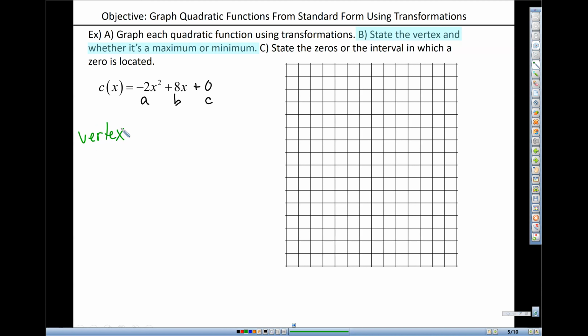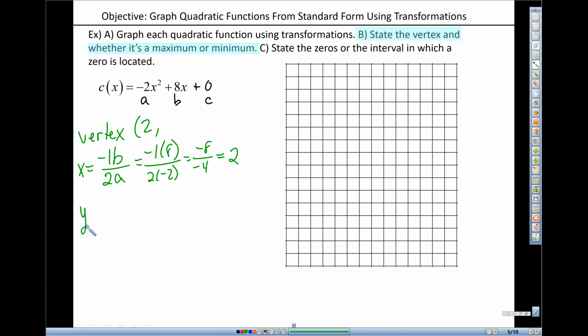So now for our vertex, do you remember how to calculate the vertex? How do we get the x coordinate of our vertex? We take -1 times B divided by 2 times A. So that's going to be -1 times 8 divided by 2 times -2. That's going to be -8 divided by -2, which would be a +2 in this case. So our vertex has a +2 x coordinate.